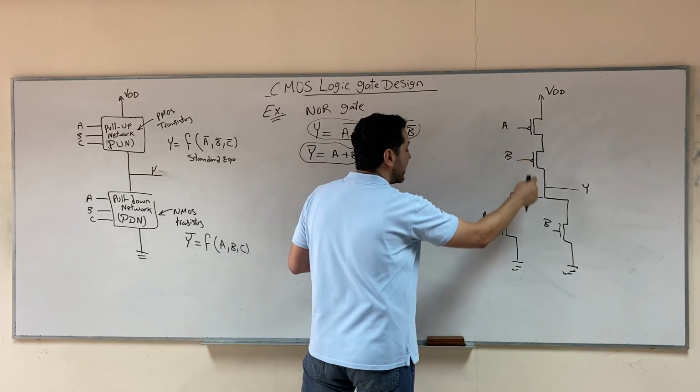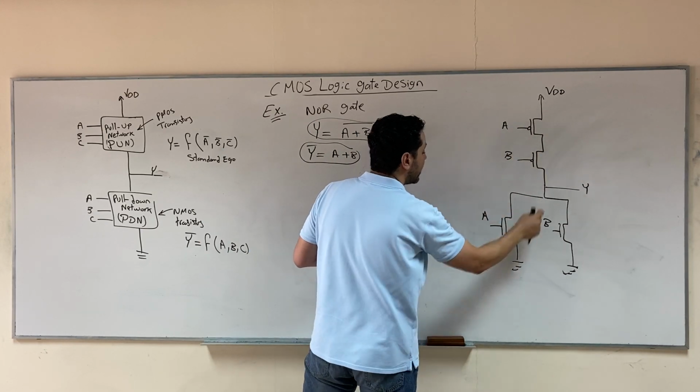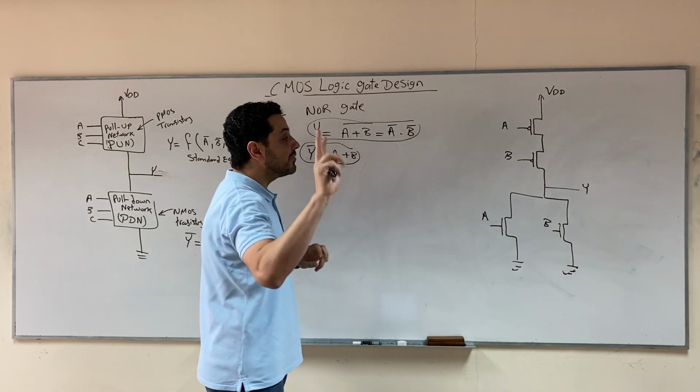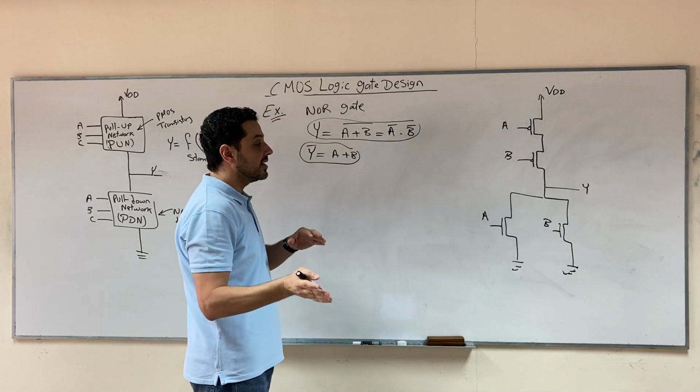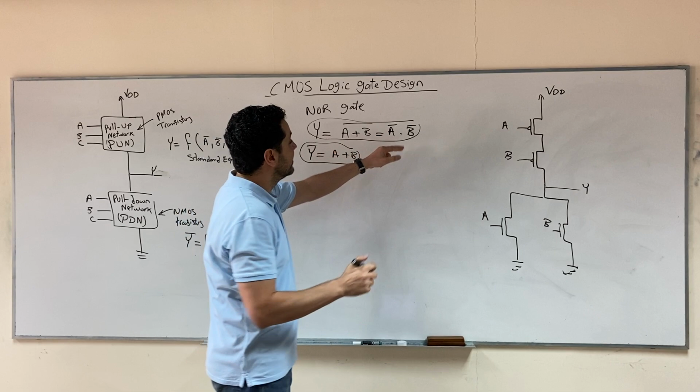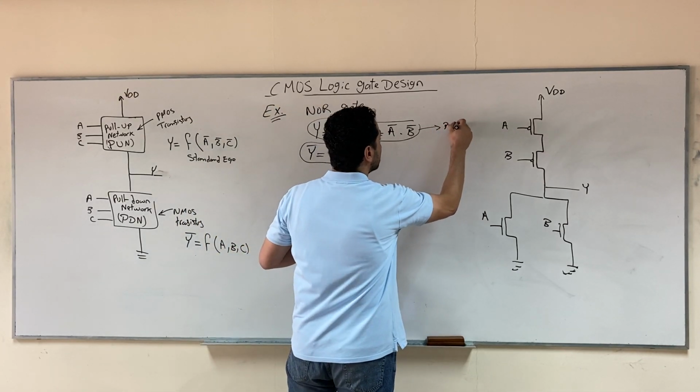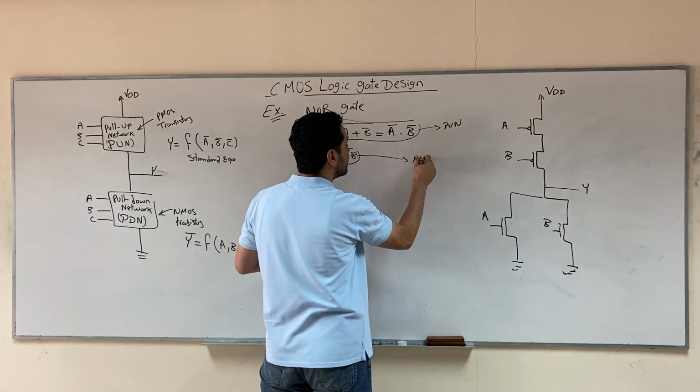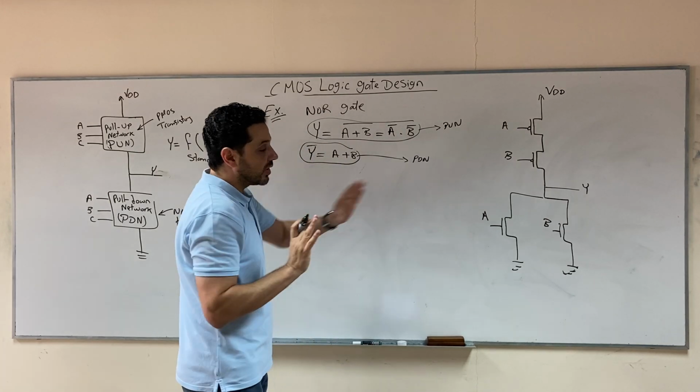Any series connection here will appear as parallel here. Any parallel here will appear as a series here. So you have two ways to design the network. Either you process the equation of the pull-up network and the equation for the pull-down network. This is one way, like what we did here.